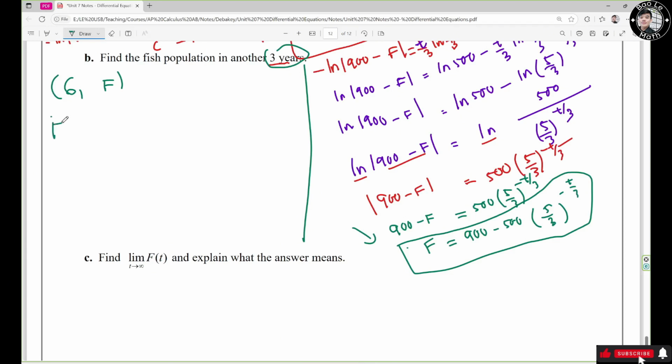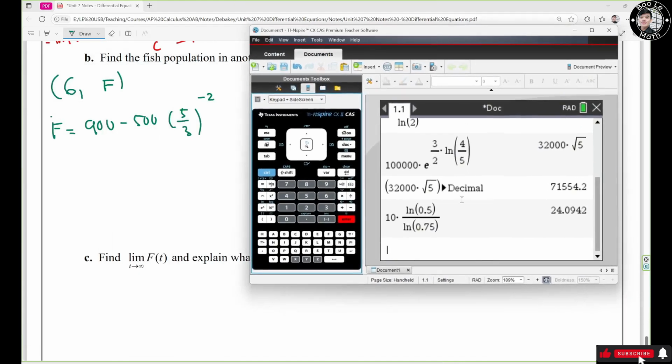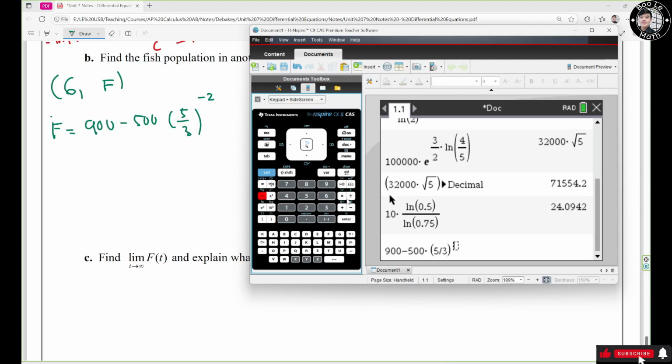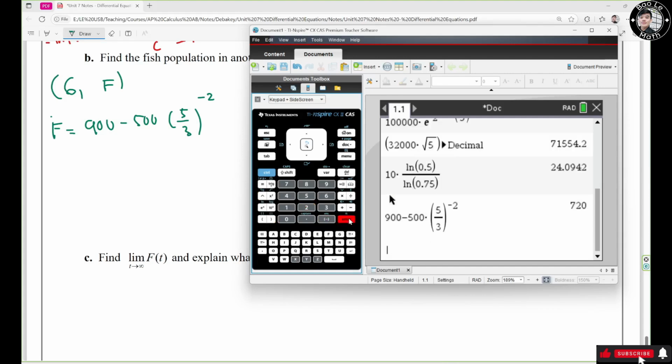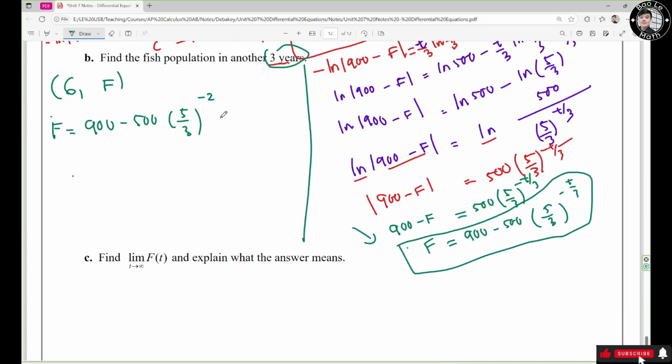You have f equals 900 minus 500 times 5 over 3 raised to the negative 6 over 3, which means negative 2, right? You can hit the calculator. It's going to be 900 subtract 500 times parenthesis 5 over 3 close parenthesis raised to the negative 2. Hit enter. The answer is 720.